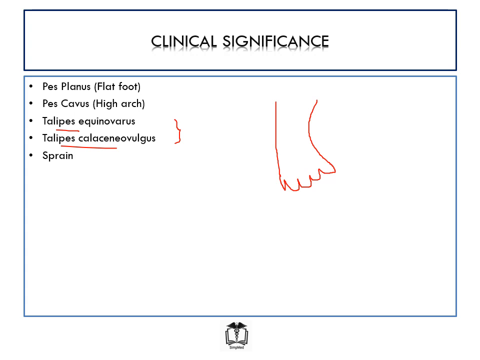And then the final clinical significance is that of a sprain. A sprain is when there's a problem with the ligaments of the arch. There could be a sprain to the deltoid ligament in the medial arc, a sprain to the interosseous ligament on the lateral side, or a sprain to any of the ligaments found in any of the arches.